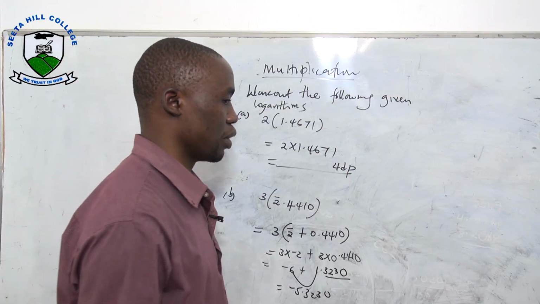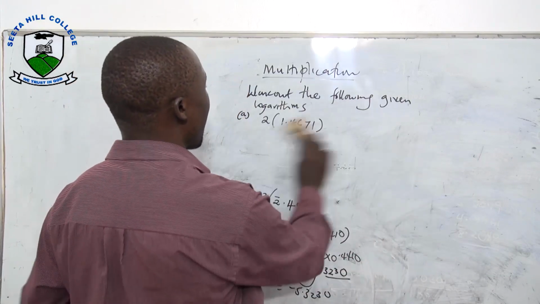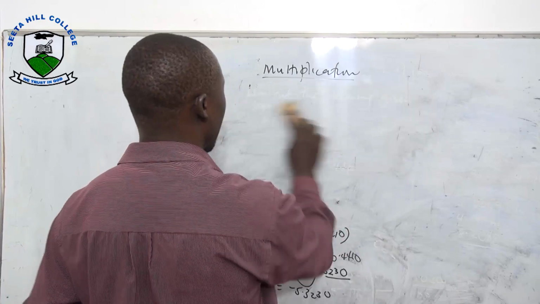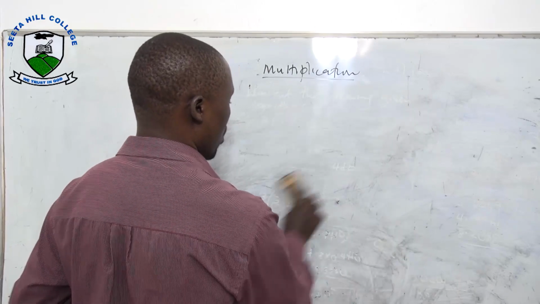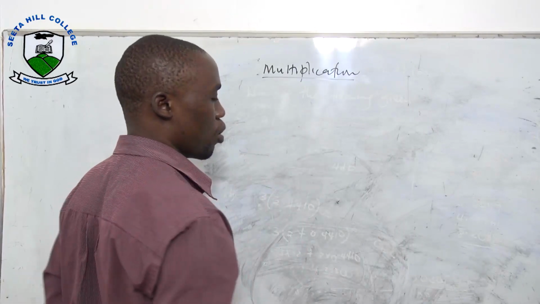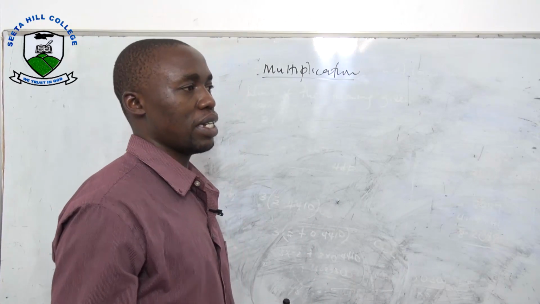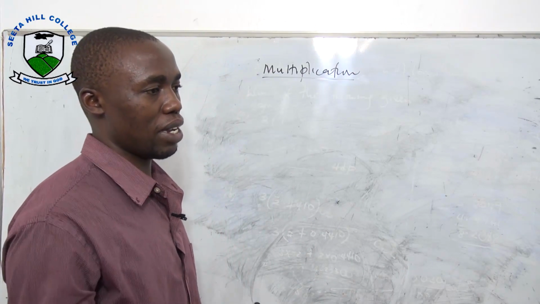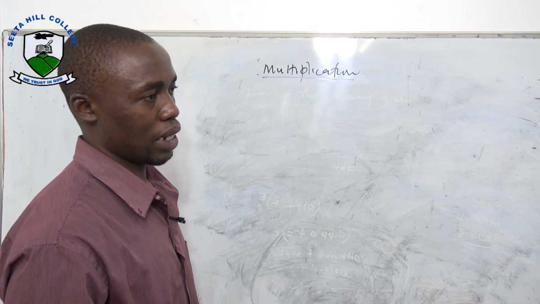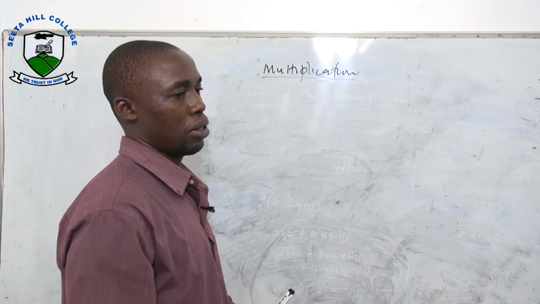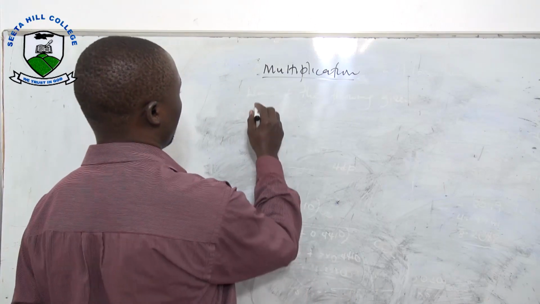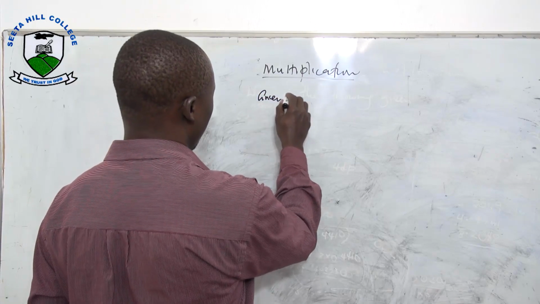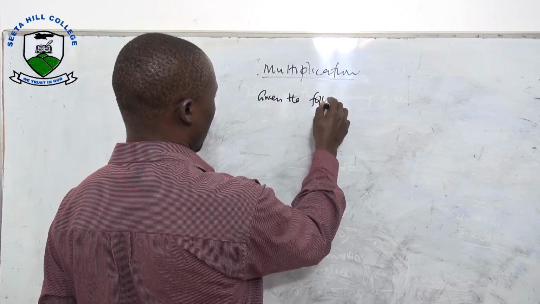Now let us go to division. During division, the same rules apply. When the number is a what? Is positive, divide direct. When it's negative, you separate. So the following.